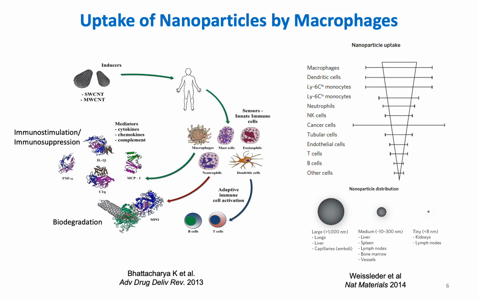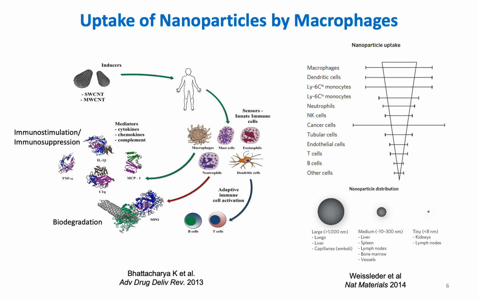So now the question is, how to improve the delivery of these TLR agonists towards macrophages using nanoparticles? We know that when we administer nanoparticles into our body through different routes, most of the nanoparticles are recognized by innate immune cells, and this interaction results in the triggering of immunostimulation or immunosuppression, the biodegradation of the nanomaterials, or adaptive immune responses.